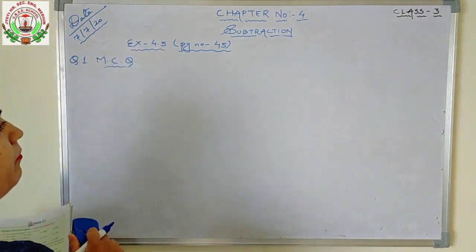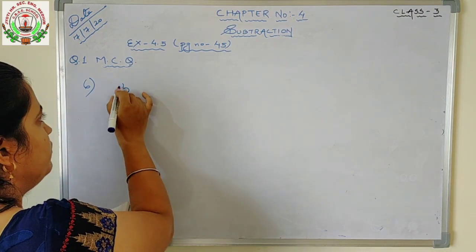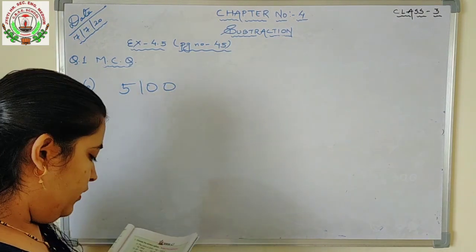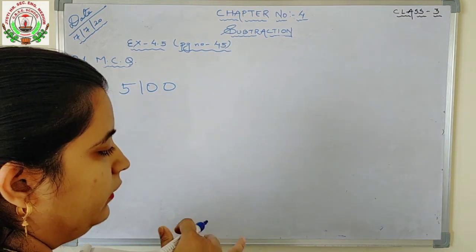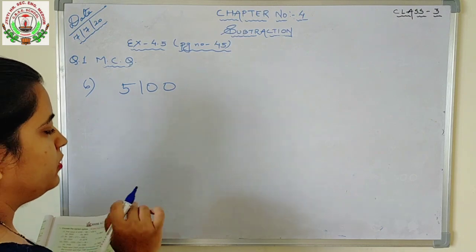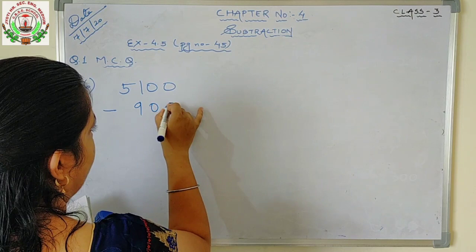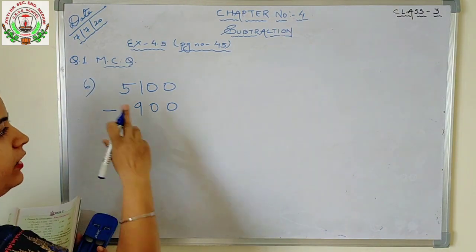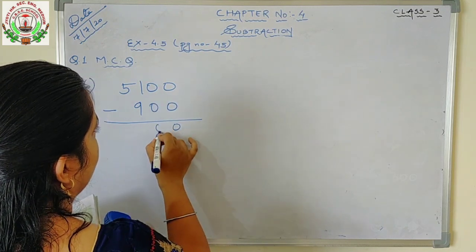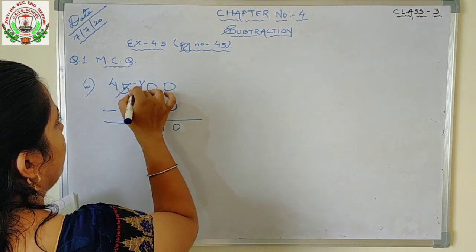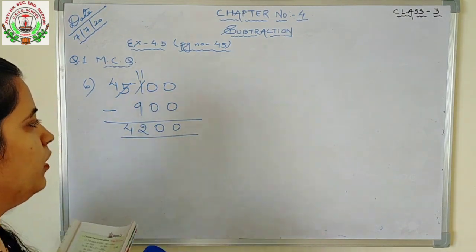Number 6. A number is given, 5100. Okay, first it is decreased. Decreasing means you have to subtract. It is decreased by 900. Decrease means you have to subtract, increase means you have to add. Okay, so first we will subtract this. 1 minus 9 is not possible, again we have to take a carry from here. So what we got, 4200.